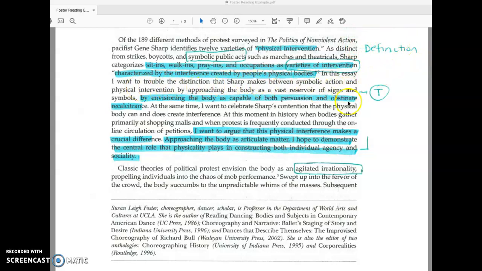Here, on the second part of the paragraph, you start to notice I statements. In this essay, I, right? At the same time, I want. Down here at the end, I want to argue. So here, what she is doing is creating I say statements, or her thesis statements. These are her opinions about the topic that she's going to discuss, which here is protest.